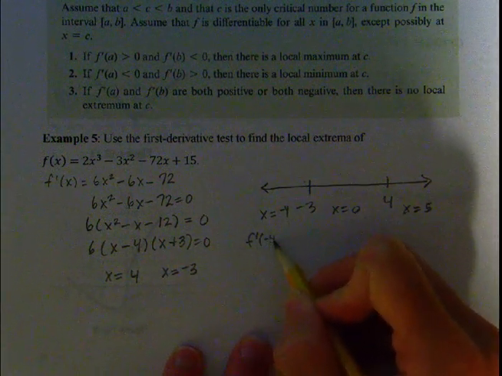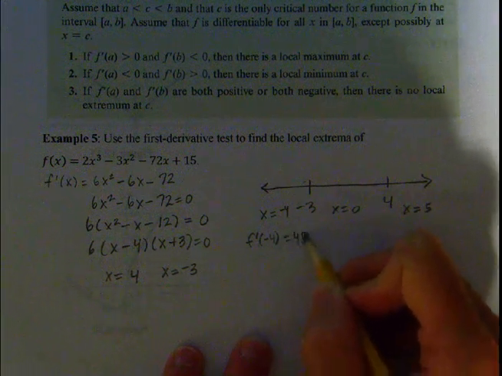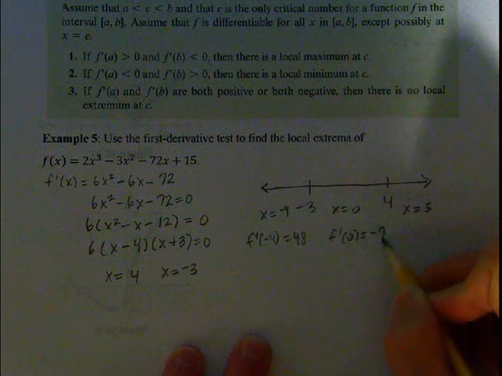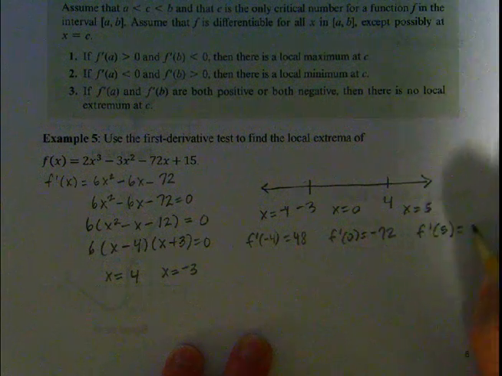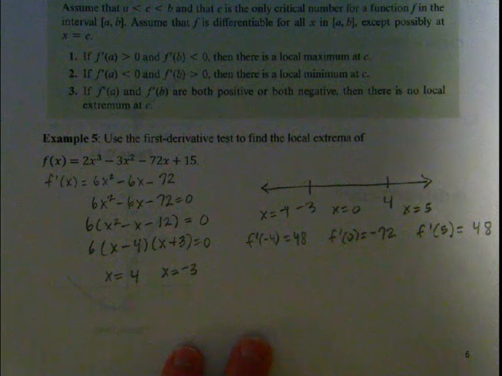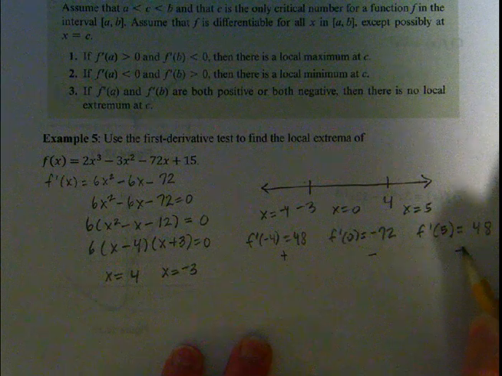So if I plug in negative 4 into the derivative, that gives me 48. If I plug in 0, I get negative 72. And if I plug in 5, I get 48. Again, it's coincidence those two numbers are the same. Not always going to be that way. So notice this one's a positive, this is a negative, this is a positive.